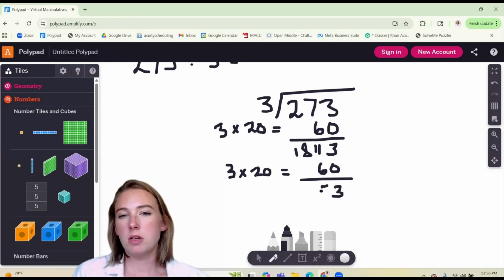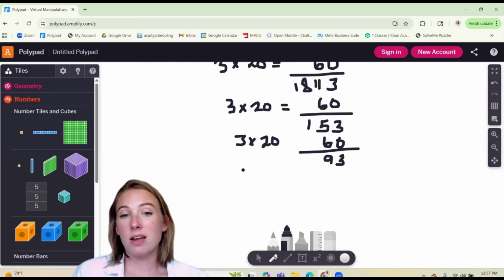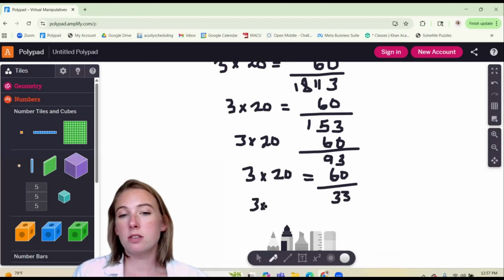I can do another 3 times 20. Take away another 60. 93. I could take away another 3 times 20. 60. Now I'm at 33. I know that 3 times 11 is 33. So I'm going to take away 33, and now I'm at 0.